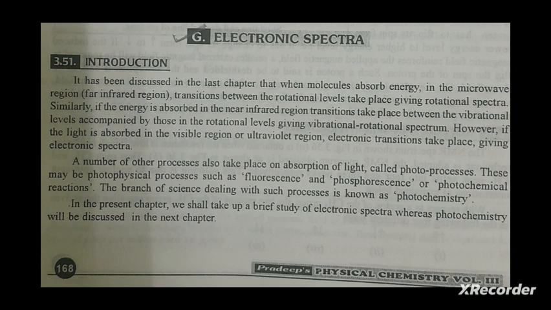However, if the light is absorbed in the visible region or ultraviolet region, electronic transition takes place, giving electronic spectra. A number of other processes also take place on absorption of light, called photoprocesses. These may be photophysical processes such as fluorescence and phosphorescence, or photochemical reactions. The branch of science dealing with such processes is known as photochemistry.